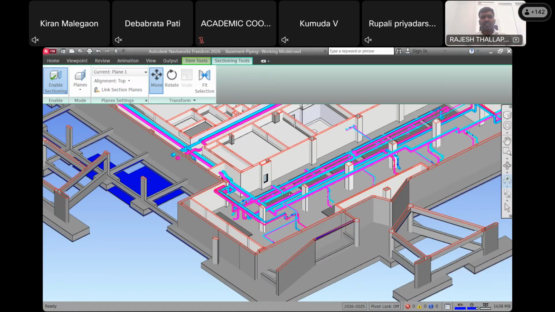So you can define a tolerance, like the gap to gap between the services or between the elements. So it's going to give you a very nice report, and it's easy for us. Say you got 10 clashes, and you click on a clash, and it will take you to that particular location, and then you can change your model.